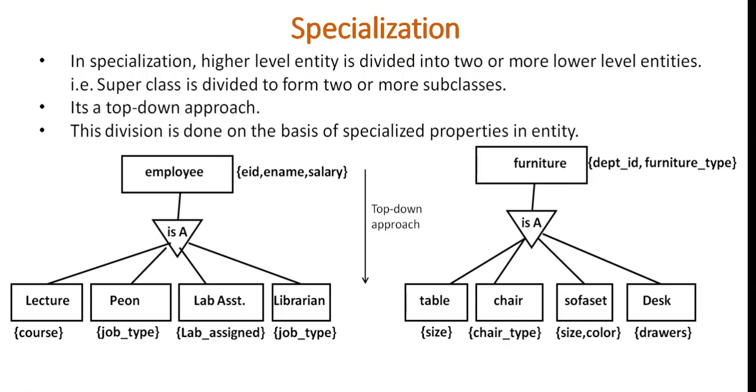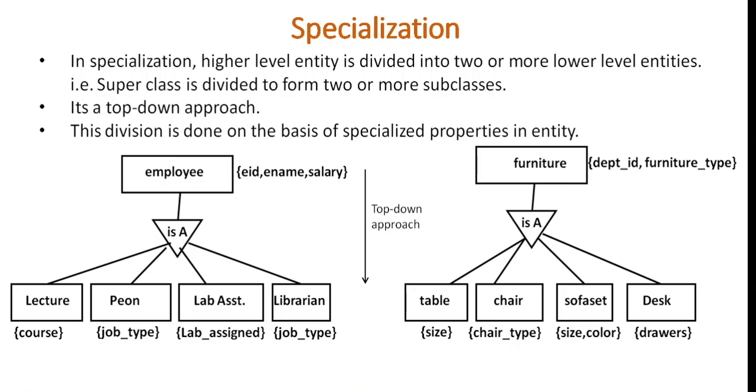So in specialization, we consider one higher level entity, then we form subclasses of that higher level entity on the basis of distinct attributes, on the basis of specialized properties. Let's take another example. Suppose a furniture entity is there. So the furniture entity has a common attribute, that is department ID, meaning the department to which that furniture belongs. Then it has one more common attribute.